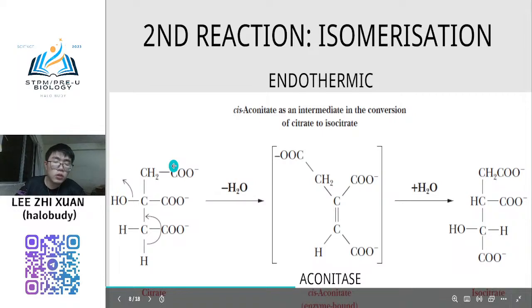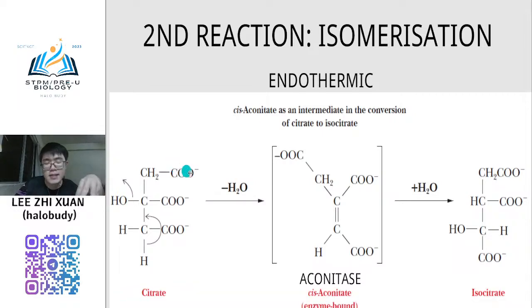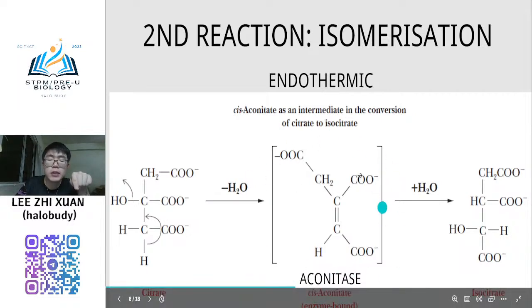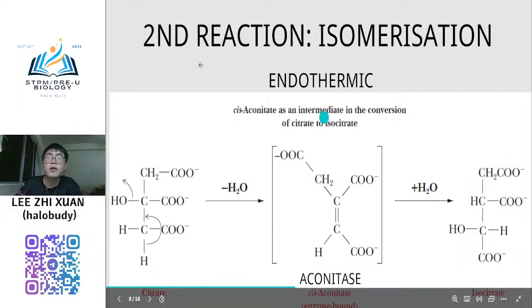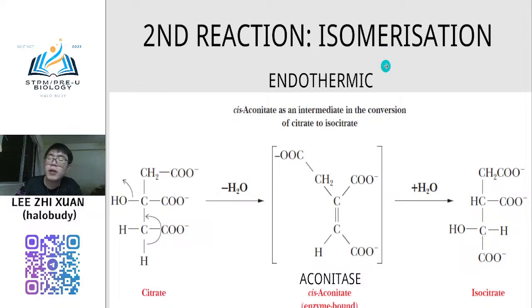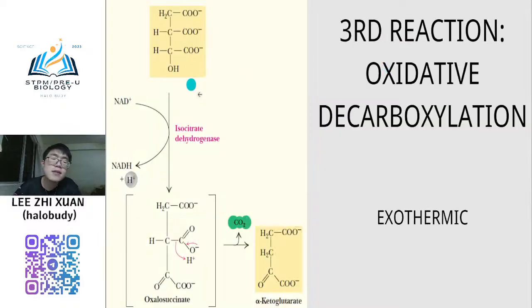So the structure you don't need to know, I just want to mention why it removes water and then adds water again. This is the reason. Why? Because it will form the intermediate called cis-aconitate. So the enzyme used is aconitase. This is the intermediate, and after that water will be added again and then form isocitrate. Okay, so this is the second reaction, isomerization.